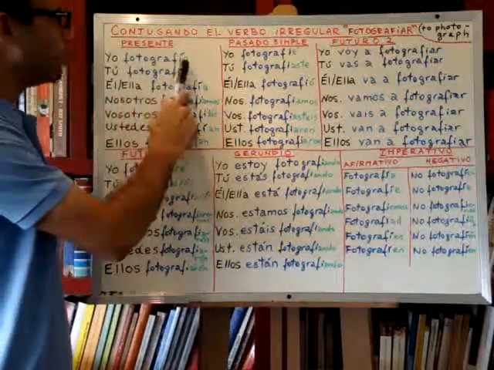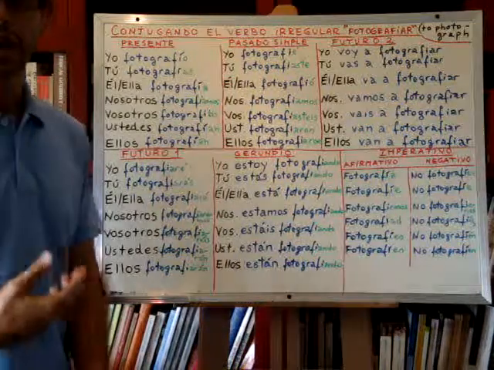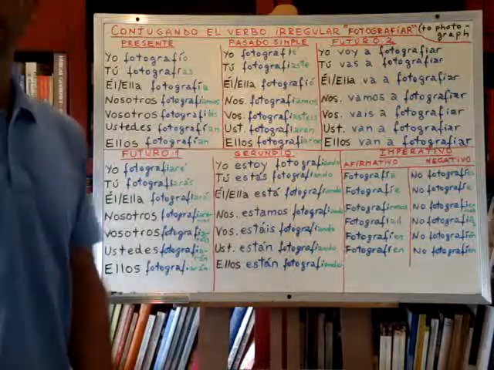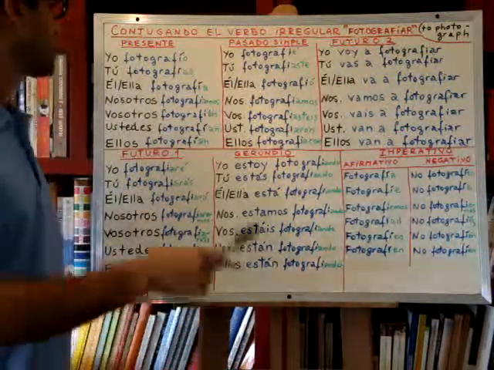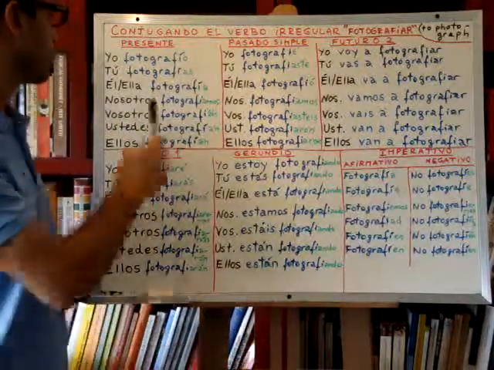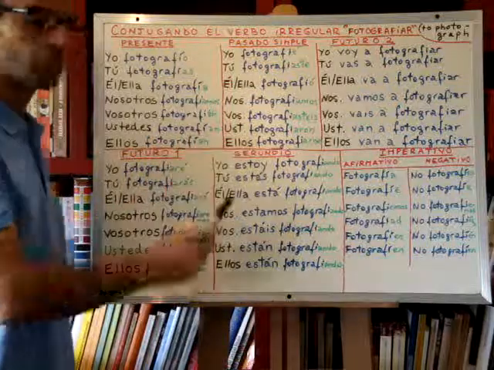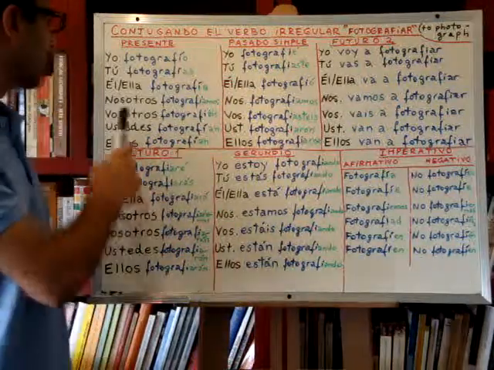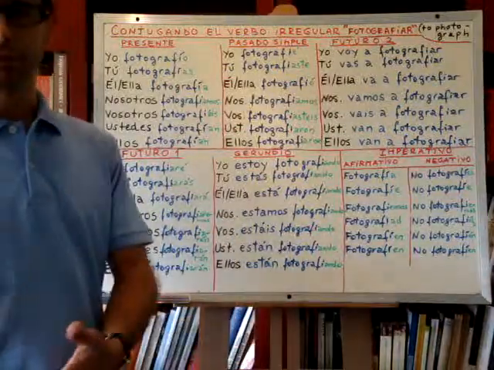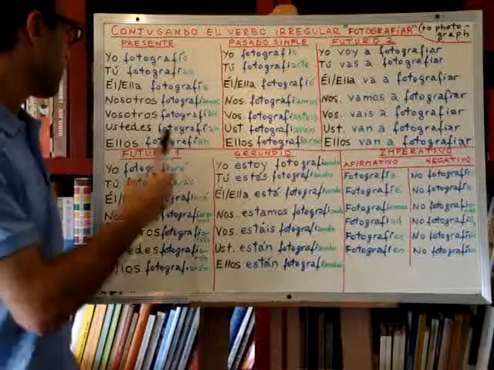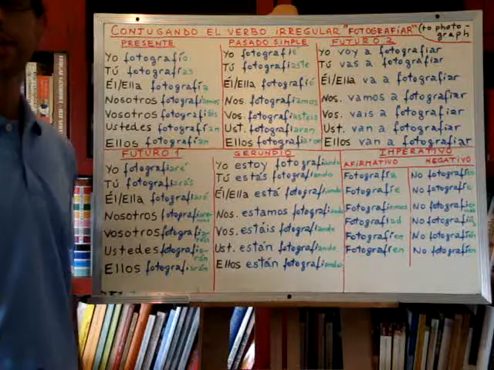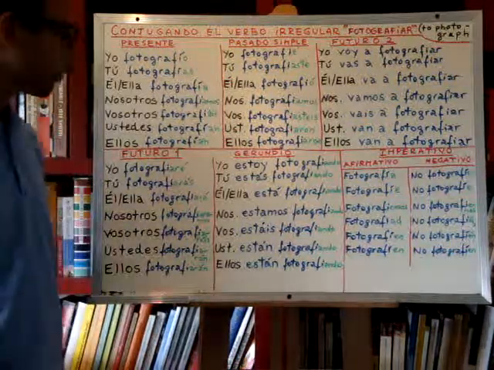Yo fotografío, that is, I photograph. Tú fotografías, you photograph. Él or ella fotografía, he or she photographs. Nosotros fotografiamos, we photograph. Vosotros fotografiáis, you photograph. Actually, this means you take a photo, right? Or a picture. Ustedes fotografían, you plural, take a picture or a photo.